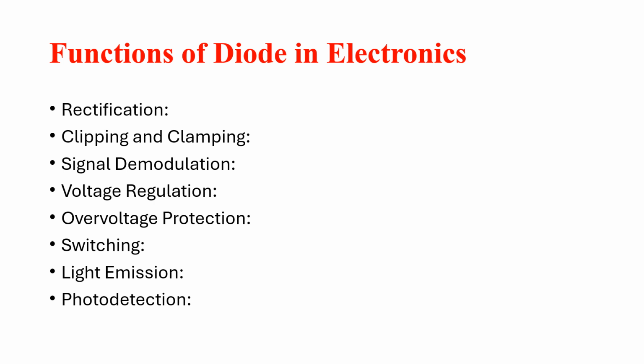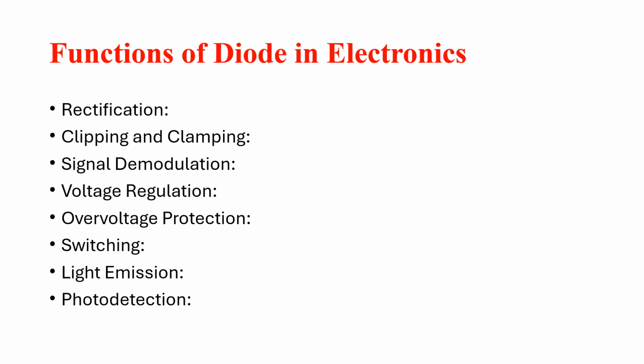Another application of the diode is voltage regulation. One specific type of diode, called a Zener diode, is commonly used to maintain a constant output voltage across a load, providing voltage regulation and protecting against voltage spikes.